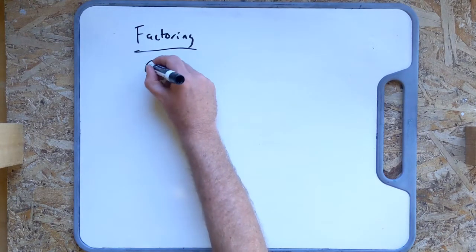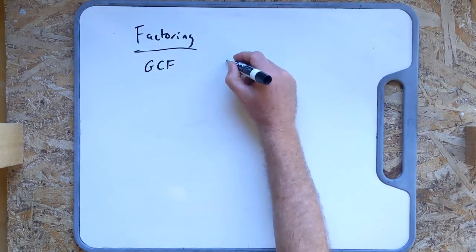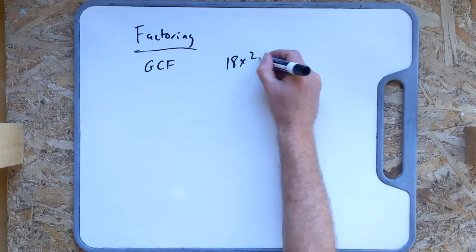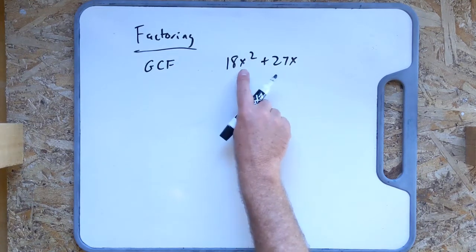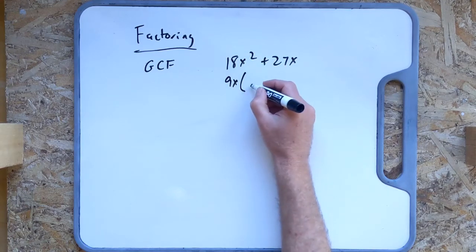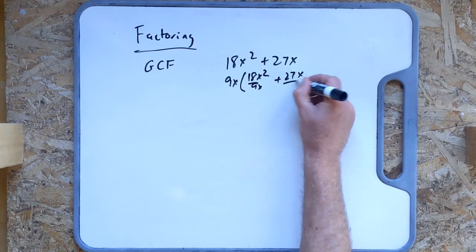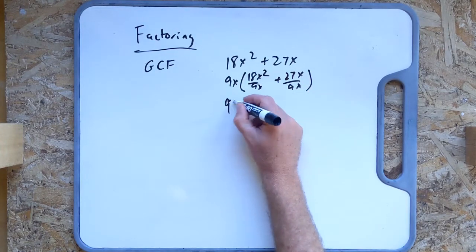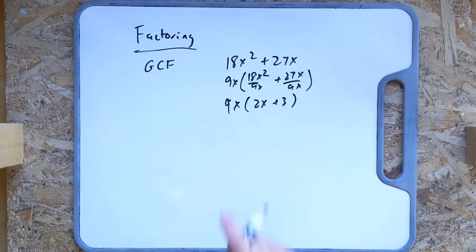One is greatest common factor factoring. For example, if I have 18x squared plus 27x, I can take out a common factor of 18 and 27, which is 9 and x. 9x, and I take 18x squared and divide it by 9x, and take 27x and divide it by 9x. And I get 9x times 2x plus 3. And now I can multiply that out to make sure I get that.